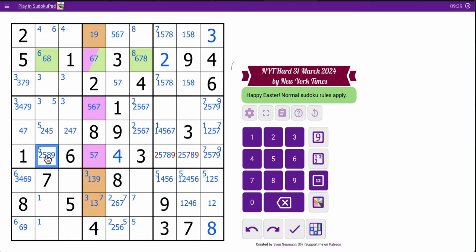Four, six are out. That's not 7. That's not 2, 9. That's not 7, 9. Oh, 9 crosses a region in row 6. That's irritating. Alright, what about here? The only thing I can get rid of there is 1.